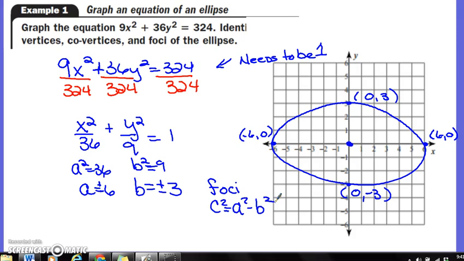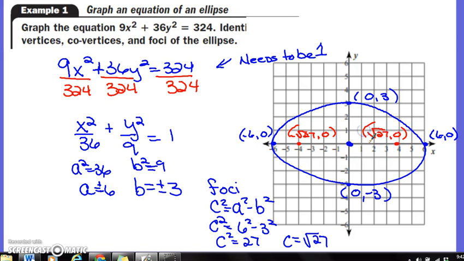We know that a is 6 and b is 3, so c squared equals 6 squared minus 3 squared. If you do the math, you get c squared equals 27, so c equals the square root of 27 along your major axis. So somewhere along here, we have (negative square root of 27, 0), and maybe along here, (square root of 27, 0). Those are our foci. So you answered all the questions.